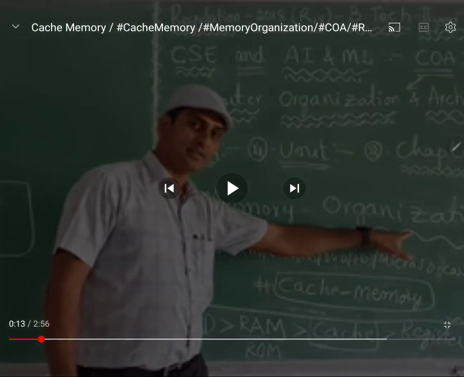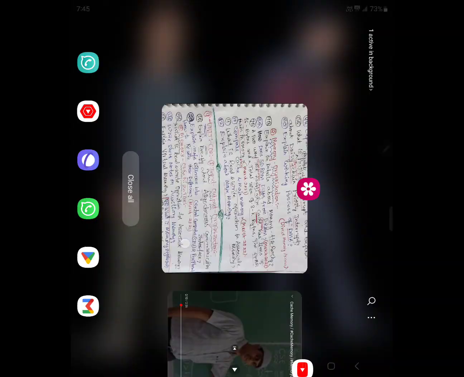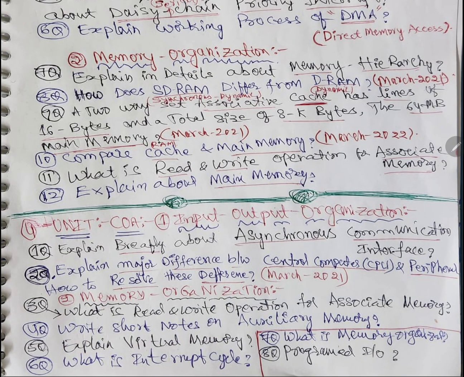Then we'll go back to our questions right here. Now see, don't get panic. In the fourth unit, COA fourth unit, second chapter, we will get some twisted questions like 16 byte, 8K. These are to confuse the student. That's it. Here cache and main memory is there. So you need to go. So this is important. March 2021 it was given.